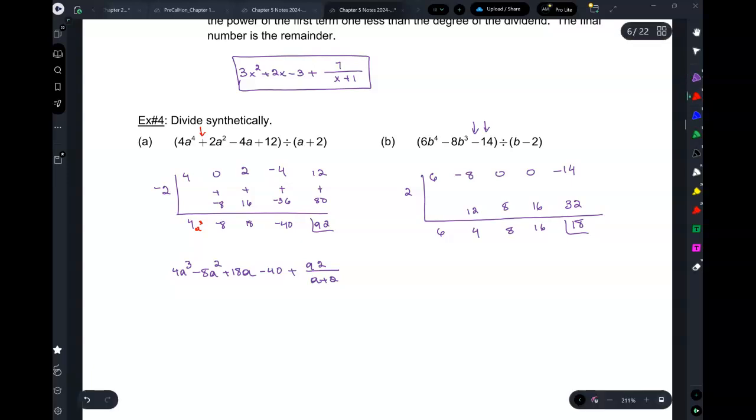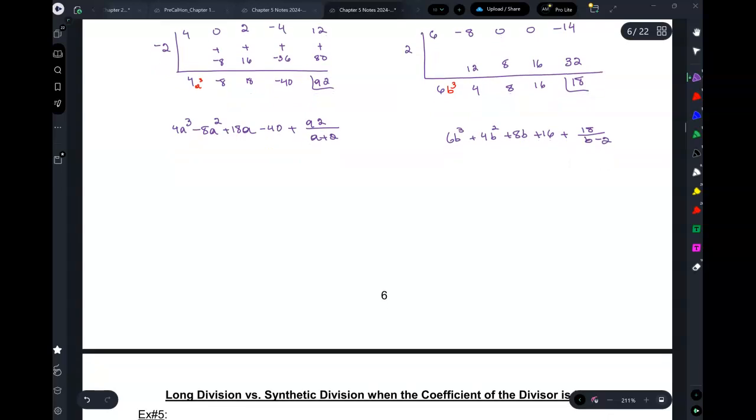Okay, so now that was b to the 4. This will be b cubed. So 6b cubed plus 4, come on now, 4b squared plus 8b plus 16 plus 18 over what? Yes. I love it. Yes.